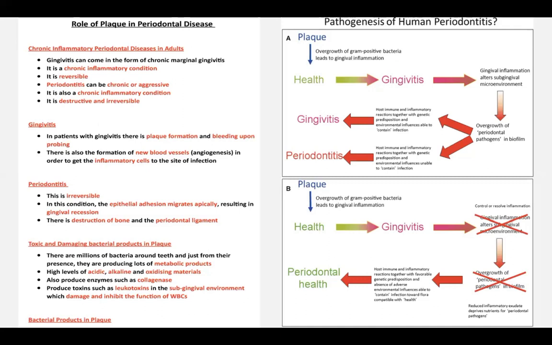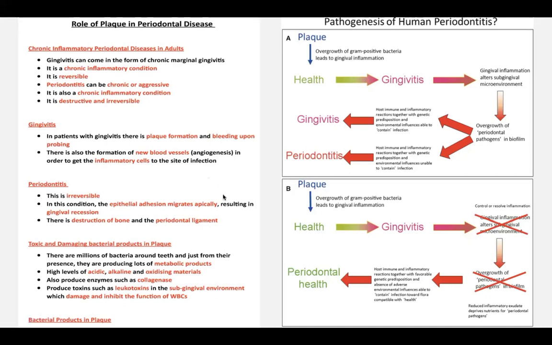So we have gingivitis, where the gums are swollen, dusky red, and plaque is formed, tartar is formed, and then there is bleeding upon touching the gums and probing during the dental probing and even brushing. There is also formation of new blood vessels known as angiogenesis. Of course, when the blood vessels are broken down, new blood vessels are always formed in order to get the inflammatory cells to the site of infection. This is a response of the inflammation.